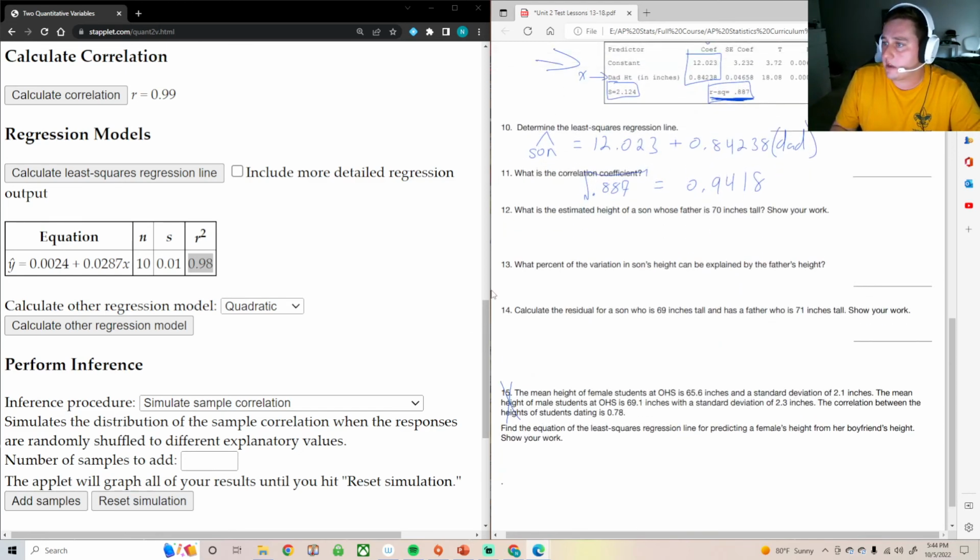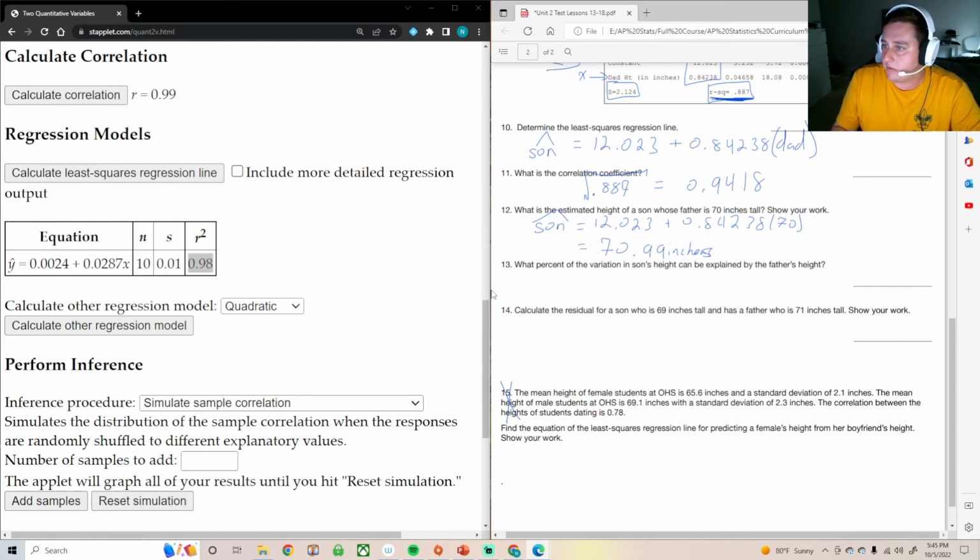The estimated height of a son whose father is 70 inches tall, which means we're taking this equation and plugging in a 70. So this is 12.023 plus 0.84238, plugging in 70, because that is dad's height. We're still trying to predict the son's height. And after some clicking on the calculator, we come up with 70.99, and then now I know the units, inches. We're talking about inches tall.